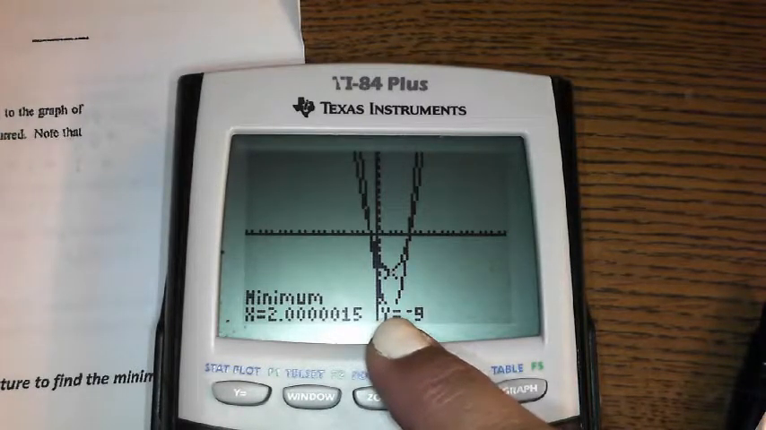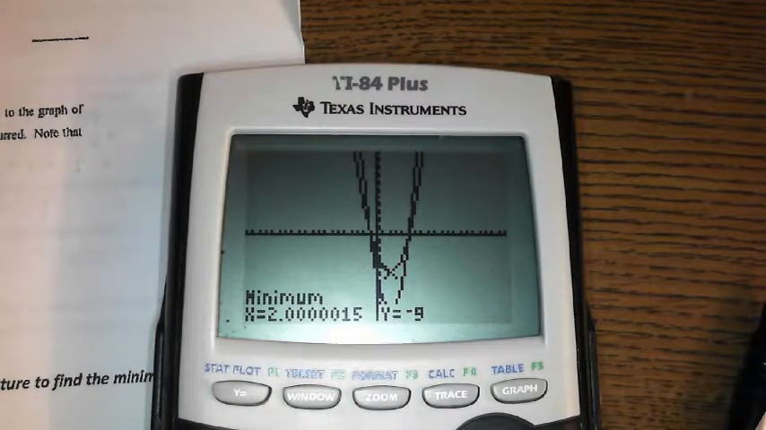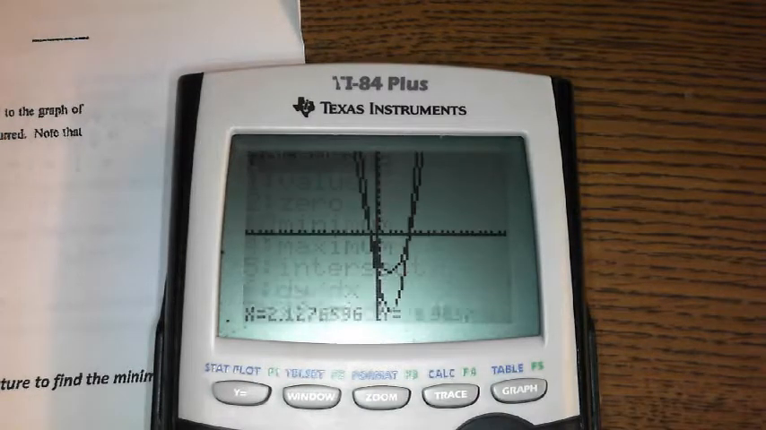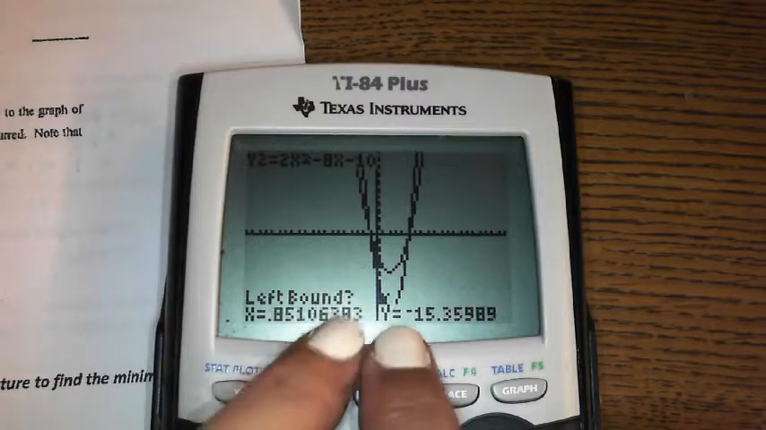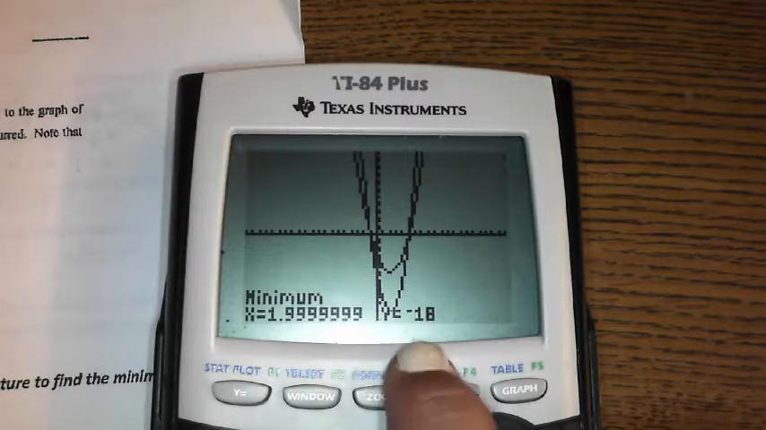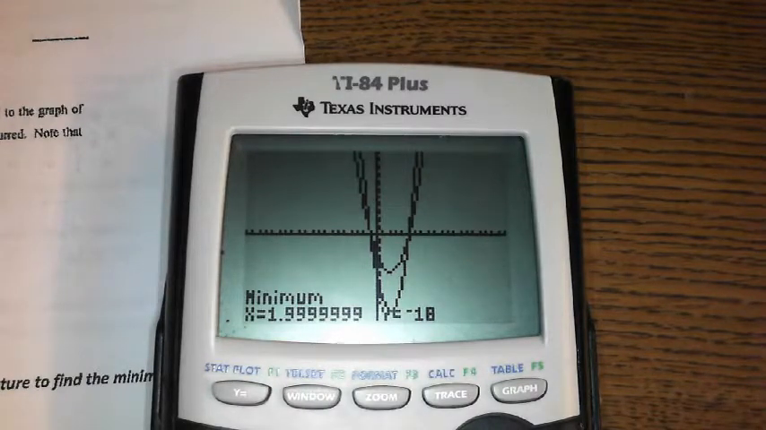Who said that? Negative 18 is correct, because we doubled it, right? We stretched it by a factor of 2. So it jumped down to negative 18. We can confirm just by finding the minimum of this curve. See, my cursor is now over on that one. Left bound, enter. Scroll over, right bound, enter. Negative 18, because it's stretched by 2. Yes? Okay.